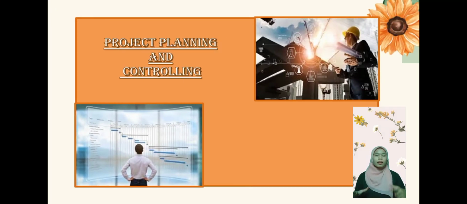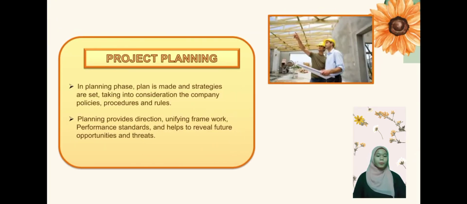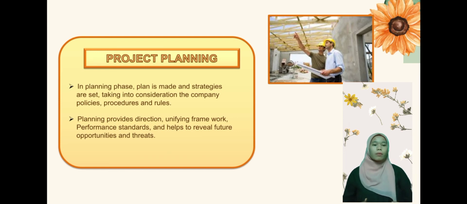Okay, the next process is project planning and controlling. Let me tell you about project planning first. In the planning phase, a plan is made and strategy is set, taking into consideration the company policy, procedures and rules. Planning provides direction, identifies framework and performance standards, and helps to foresee future opportunities and trends.